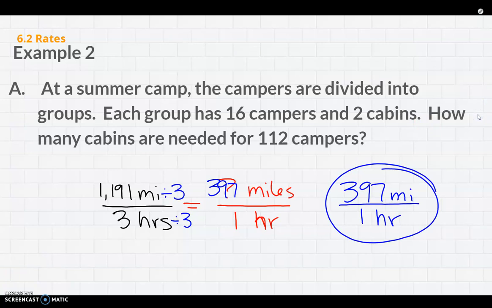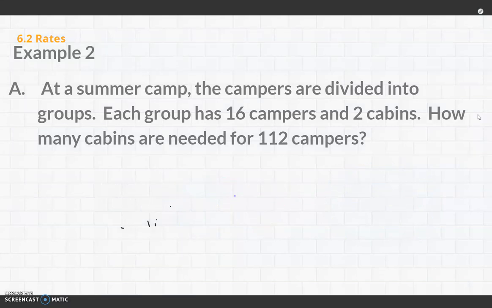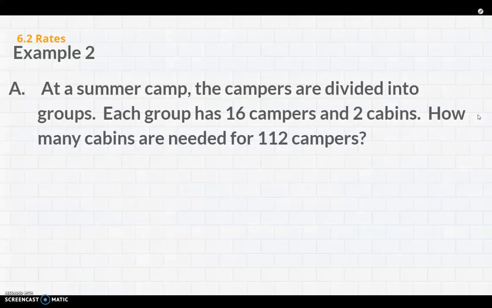Okay. This example is going to be a little bit different. We're still going to find unit rates, but we're just going to add an extra step at the end. So at summer camp, the campers are divided into groups. Each group has 16 campers and 2 cabins. How many cabins are needed for 112 campers?